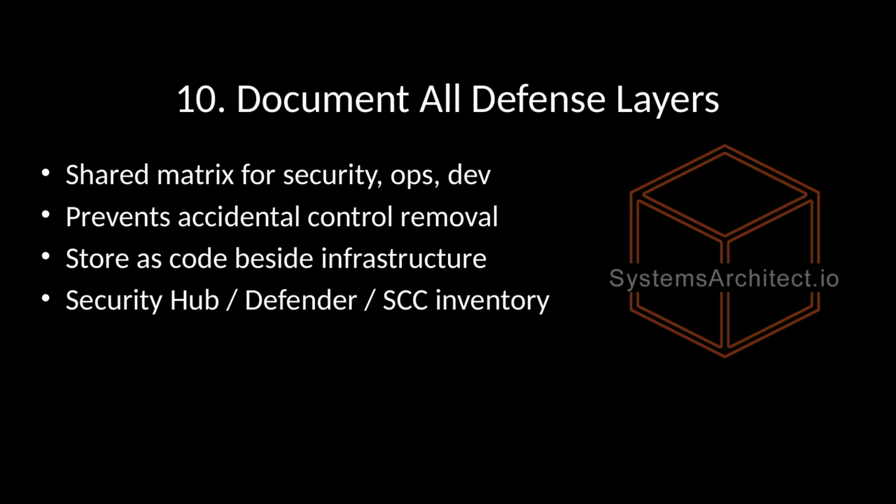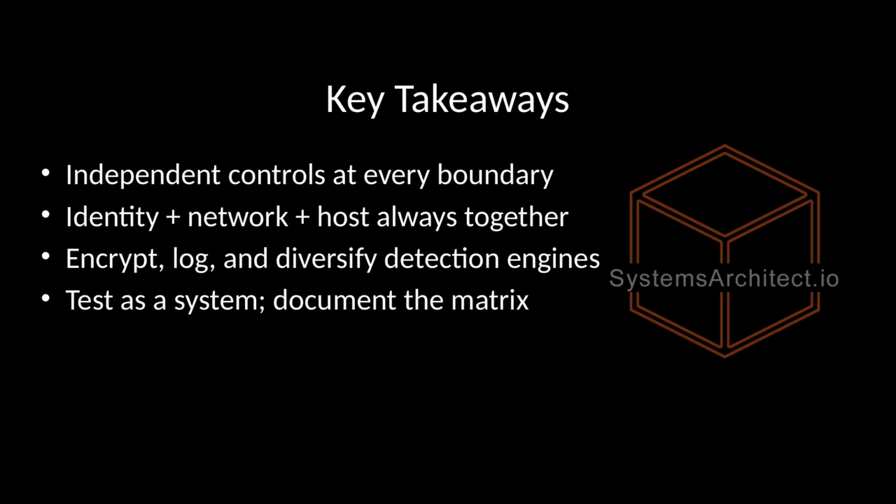Why document defense layers? Undocumented rules get deleted as noise during incidents or refactors, sometimes removing the only lateral movement block. Keep a security control matrix per asset covering network, identity, host, data, and monitoring, ideally as code next to infrastructure, and updated in every design review. Security Hub, Defender for Cloud, and Security Command Center help inventory live controls, tag resources by purpose and layer for queries.